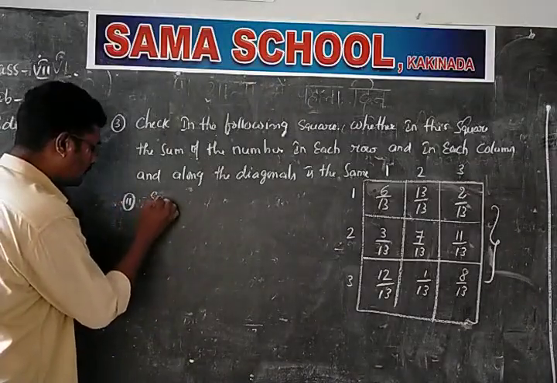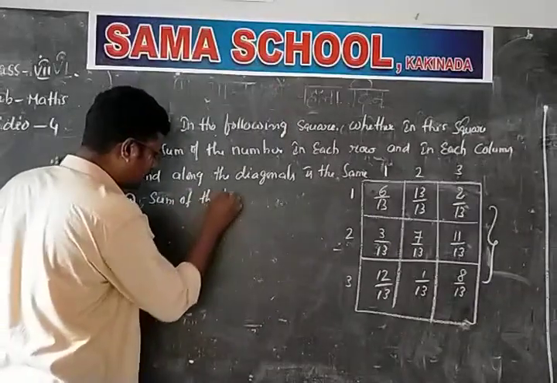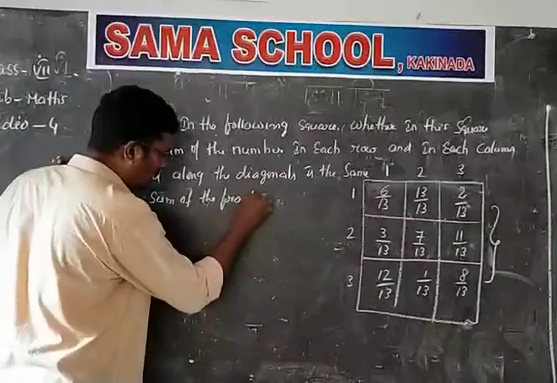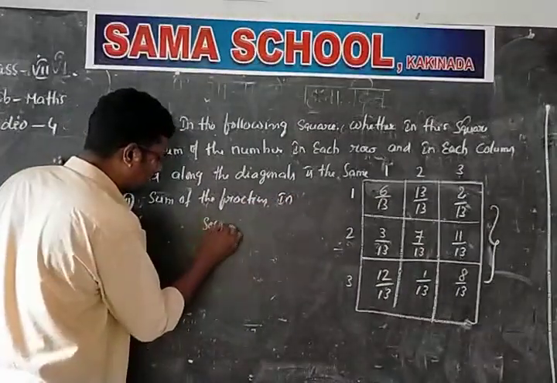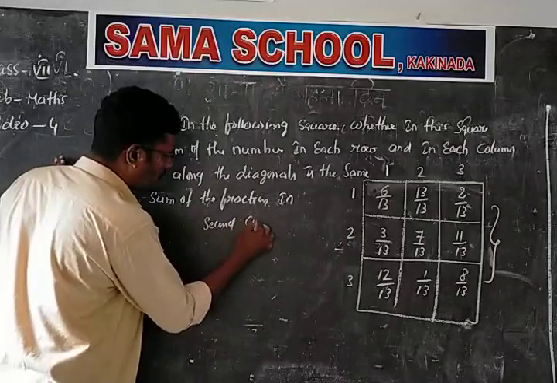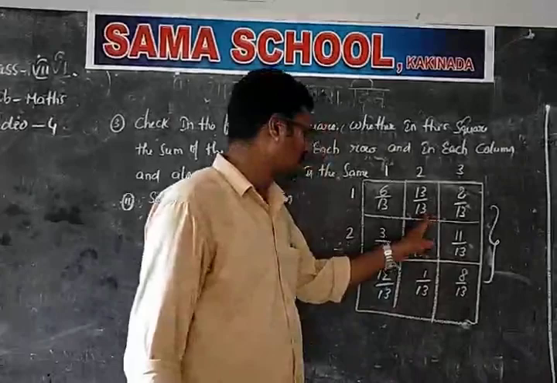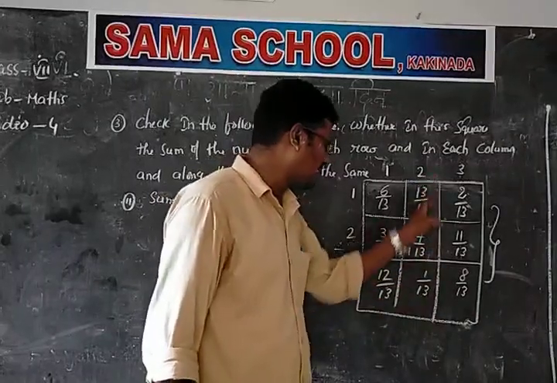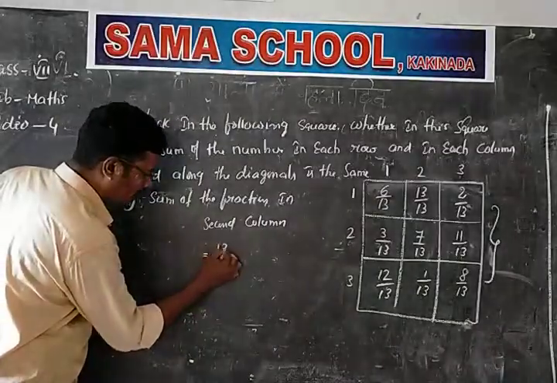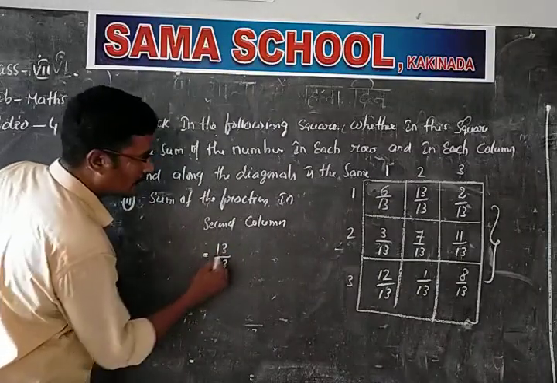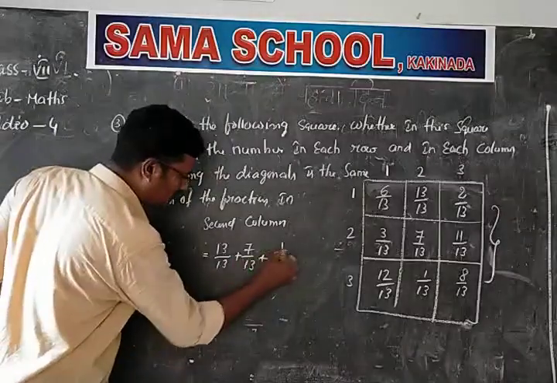The sum of the fractions in the second column. Take the second column: 13 by 13, 7 by 13, 1 by 13. This is the second column: 13 by 13 plus 7 by 13 plus 1 by 13.